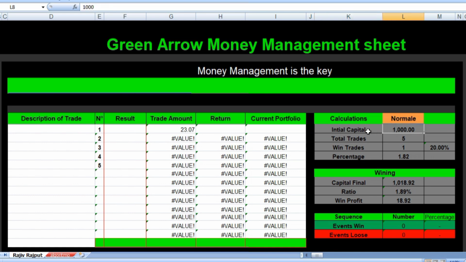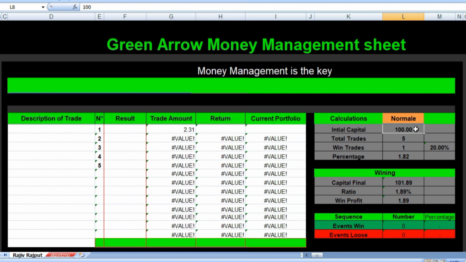So this is our first box, and here you have to fill your capital, or whatever amount you want to risk for the day. Let's suppose you have $100, so just fill 100 and press the enter key. Then this money management sheet will show you the calculation according to the $100. And guys, here you don't need to fill the entire capital. You can fill half of your capital or 1/4 of your capital or whatever amount you want.